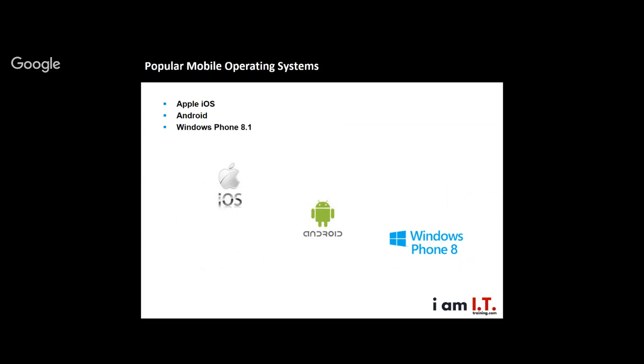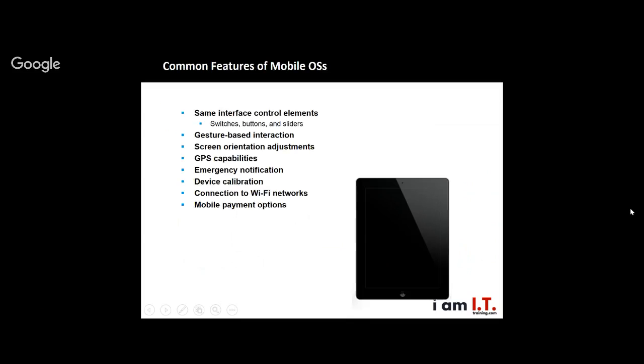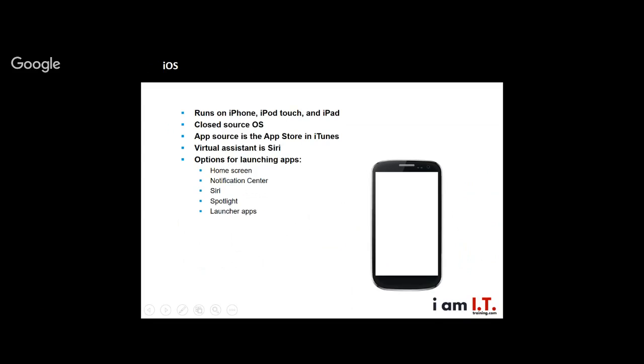So some common features between all three is that you've got different buttons and sliders. It's going to respond to touch, and you're going to have GPS capabilities. You're going to have Wi-Fi connection. They all have mobile payment options. That's cool. We know how cell phones work. However, there are some things that are unique to each operating system.